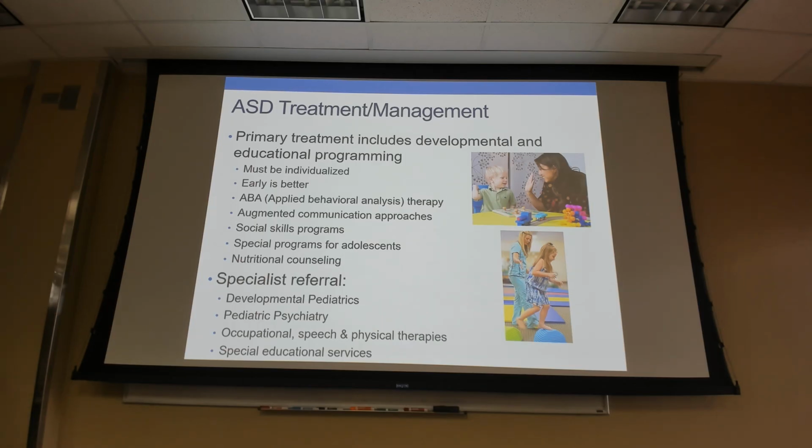I need you to underline, star, highlight ABA therapy. Over and over, that is the one type of therapy that has been proven to help children with autism. So yes, speech therapy will be important, occupational therapy, physical therapy, but applied behavioral analysis therapy is going to be your key for a confirmed diagnosis of autism.